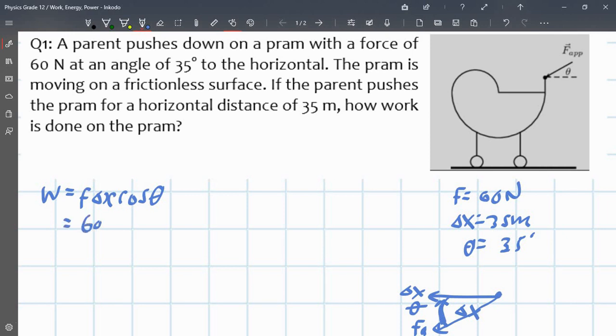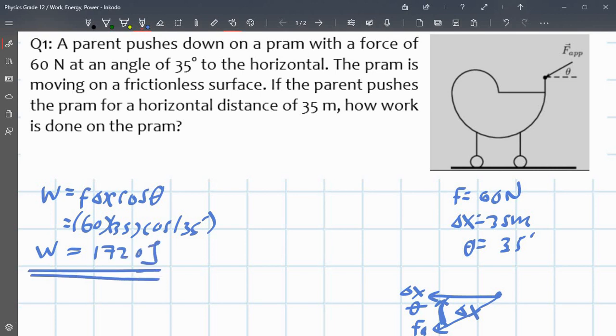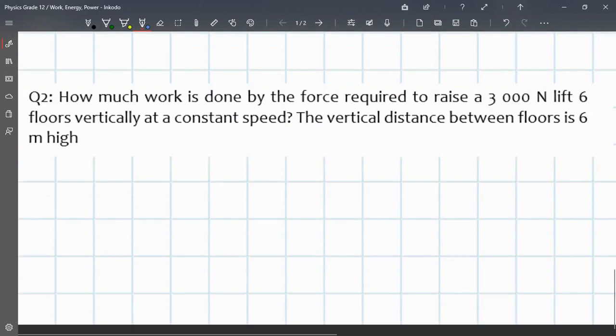So it's given to us. We have 60, displacement is 35, and cos of theta is cos of 35 degrees. You get a final answer of work done is equal to 1720 joules. Just remember that theta is the angle between the displacement and the force. That's it. It's always the angle between the two. The next one will help you understand that again.